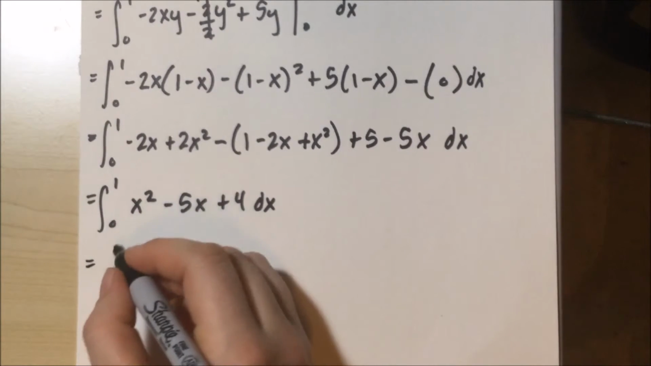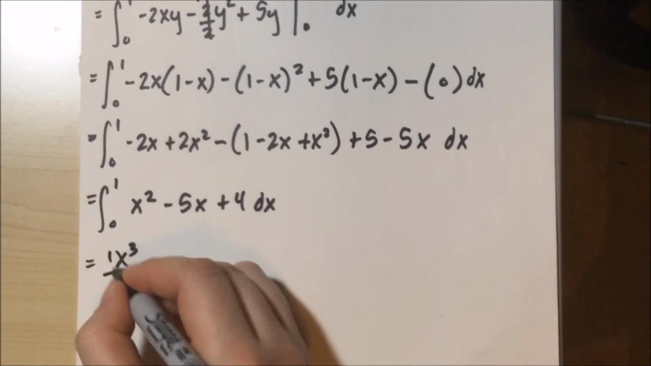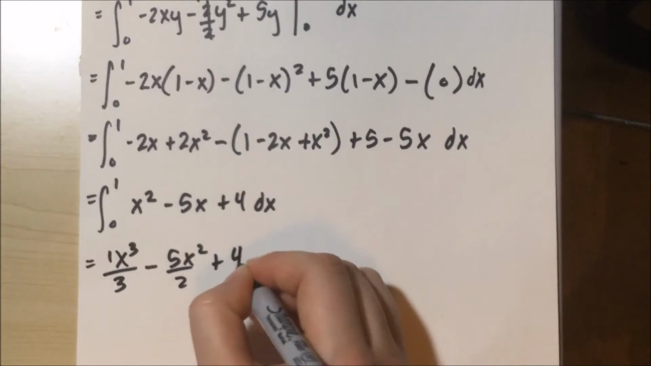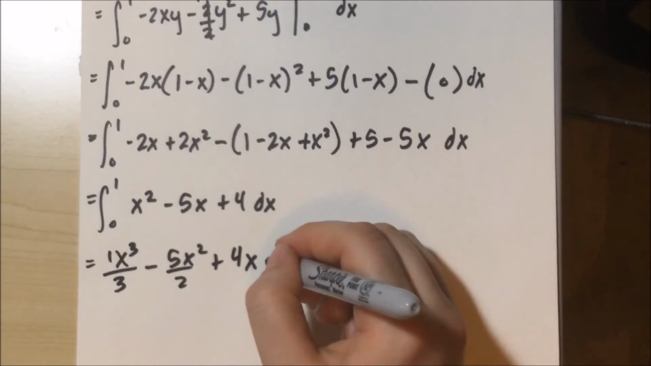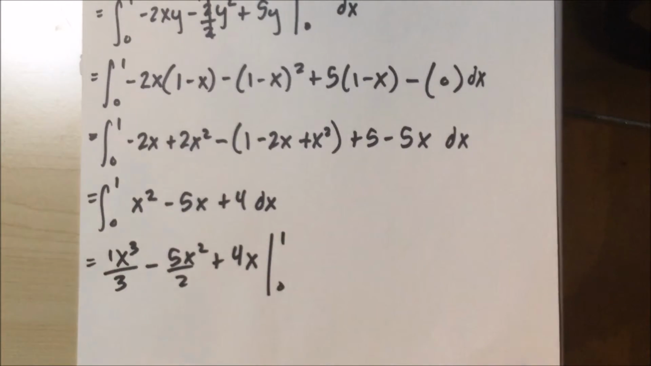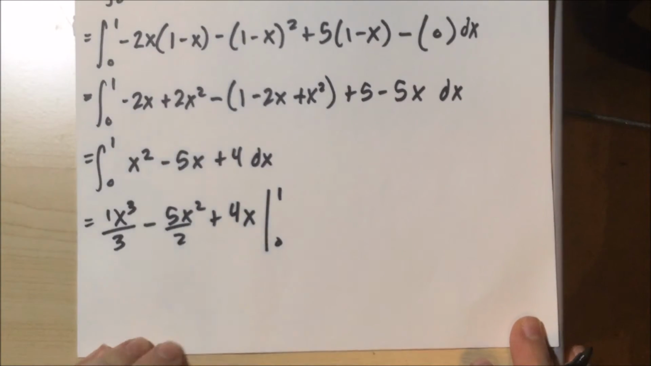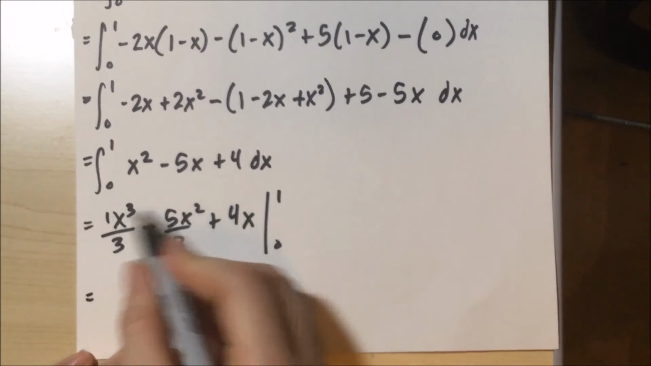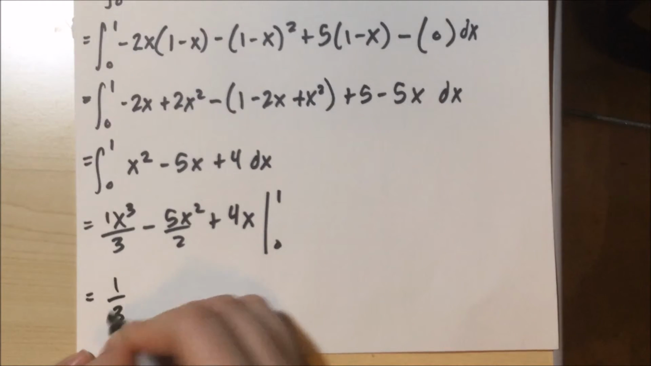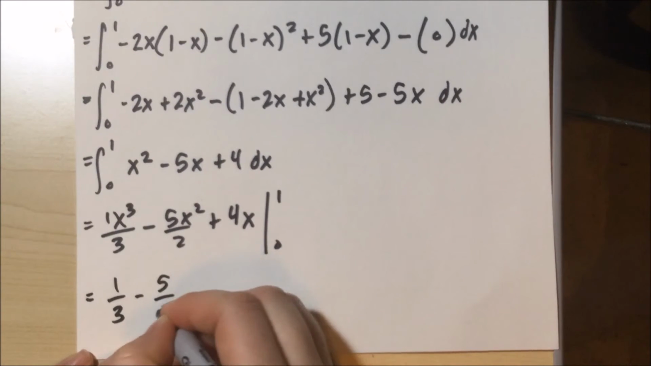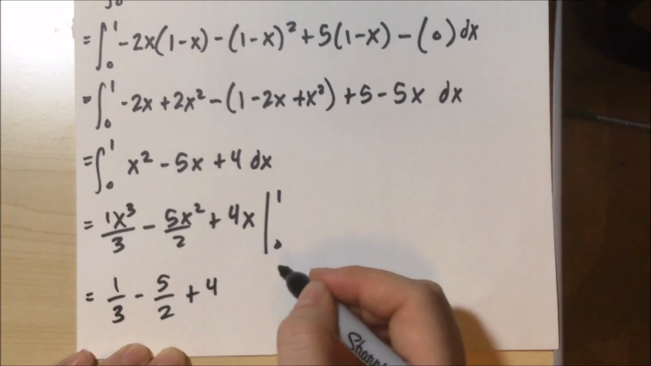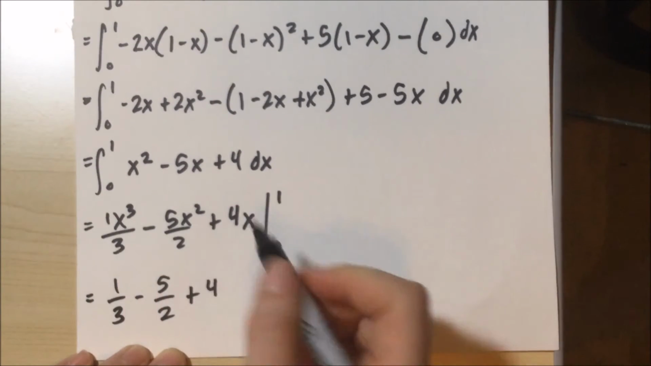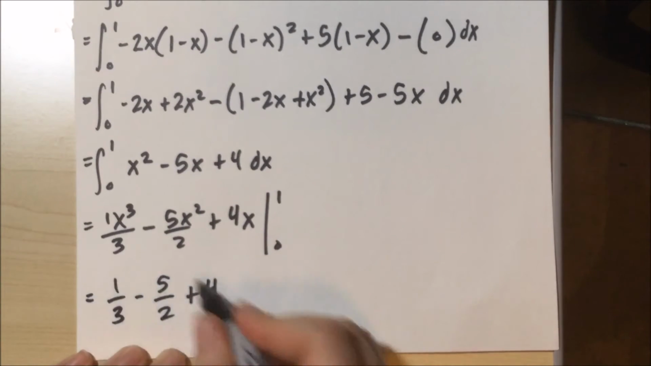So that's going to give me x cubed over 3 minus 5x squared over 2 plus 4x, sorry about the dog, from 0 to 1. Okay, now I'm going to plug in all these values, and then I get, plugging in 1, 1 over 3 minus 5 over 2 plus 4. And then when I plug in the 0 values for x, that's all going to be 0.